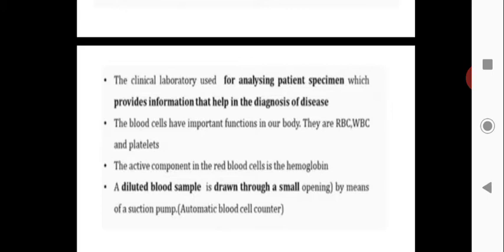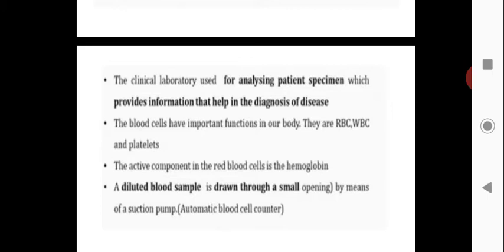Please listen to this. If a person is sick, then his red blood cell count will be lesser. If a person is healthy, his red blood cell count will be normal.